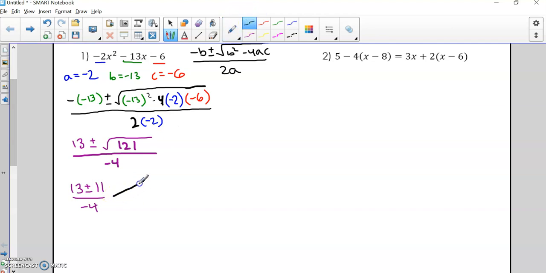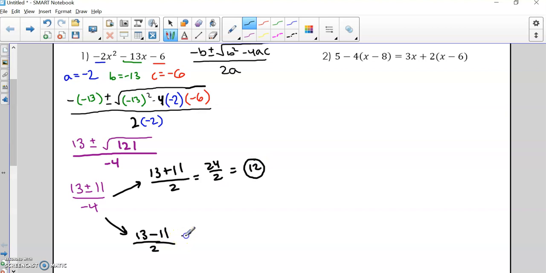So it's time to break off into our two answers. One uses the plus, and one uses the minus. So this one, we have 24 over 2, which simplifies down to 12. And this one, we have 2 over 2, which simplifies down to just 1. Okay, and that is how you do that problem.